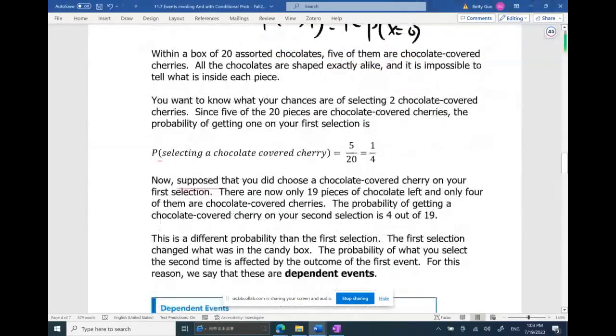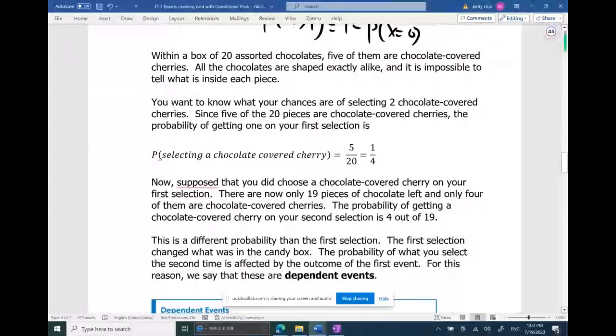Within a box of 20 assorted chocolates, 5 of them are chocolate-covered cherries. All the chocolates are shaped exactly alike, and it is impossible to tell what is inside each piece. So we don't know the inside. They all look the same, right? A box of 20 chocolates, 5 of them are cherry flavor. And you want to know what your chances are.